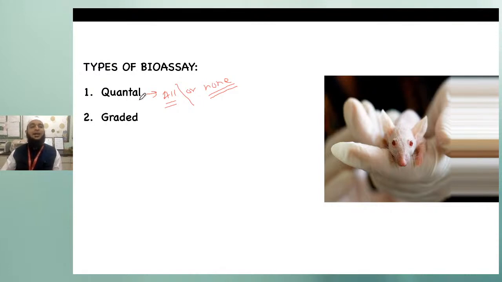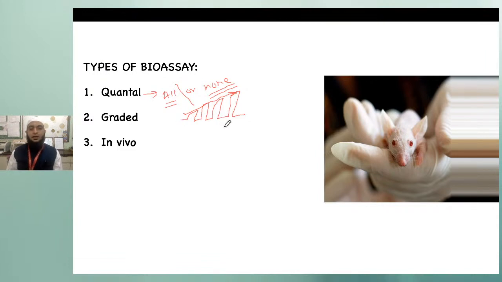Second bioassay is graded bioassay. I have drawn the dose response curve and I have tried to make you understand. In case of graded bioassay, when you increase the dose, there is an increase in response, right? Where a change in the dose leads to a change in the response. Whereas in quantal, although you have increased the dose, there is no response up to a certain point, and it produces a response only after that point. So these are called graded bioassay.